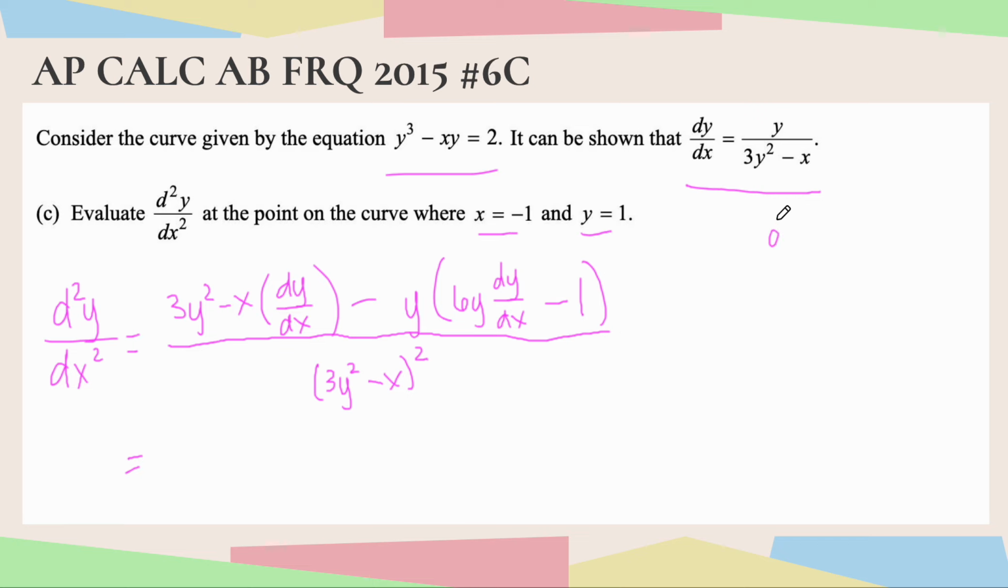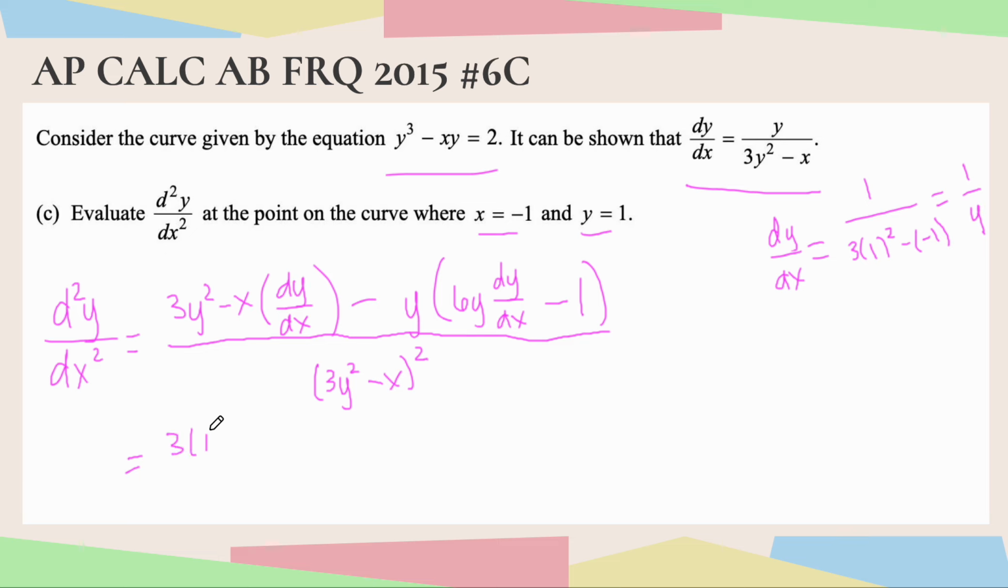Again, personal preference, doesn't matter how you do it, but I'm going to go ahead and start by evaluating dy/dx when x is -1 and y is +1. So that would give us y is 1. So again, that's going to be 3 times 1 squared and then minus a -1. Simplifying all of that, I'm going to get 1 over 3 plus 1, which is the same as 1 over 4. Now going back here, let's go ahead and plug everything in.